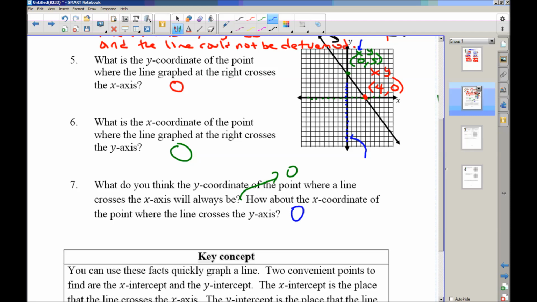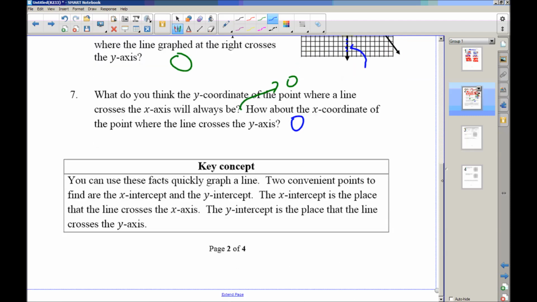Okay? All right, so a key concept here. We're going to use this information we just talked about for our key concept. You can use those facts to quickly graph a line. 2 convenient points to find are the x-intercept and the y-intercept. And the reason why they're convenient is because one of the coordinates is 0. Makes it really easy to find the other part. So the x-intercept is the place where the line crosses the x-axis. Intercept means to cross. And the y-intercept is the place where the line crosses the y-axis.